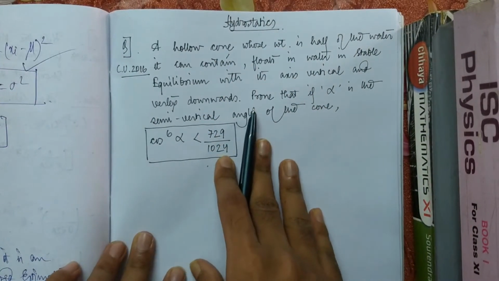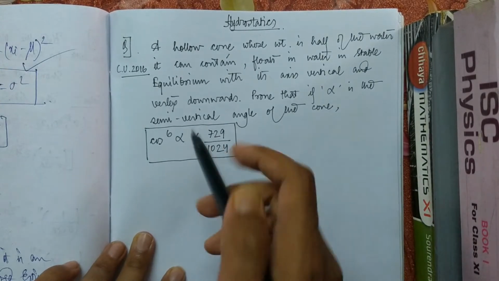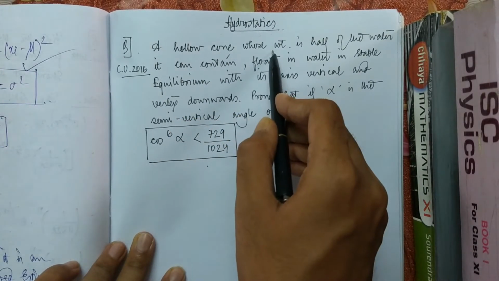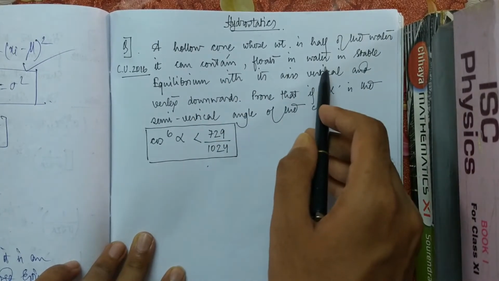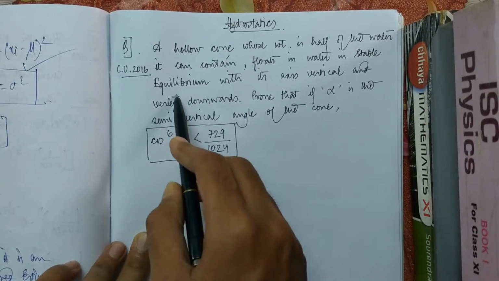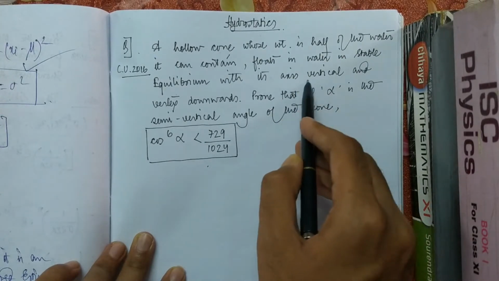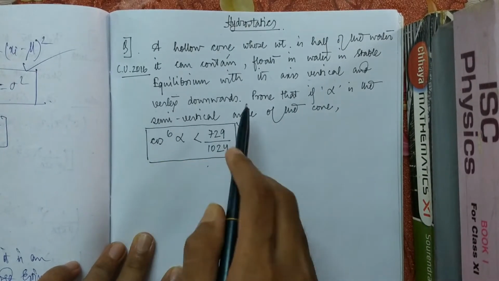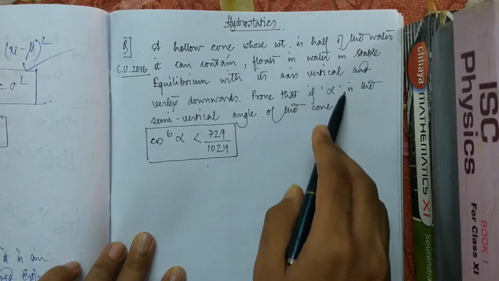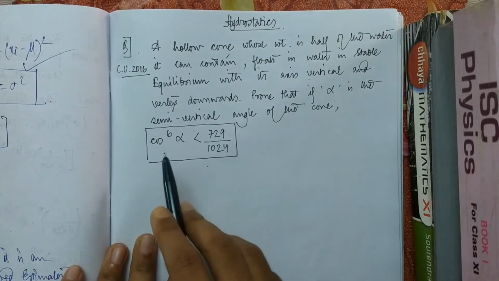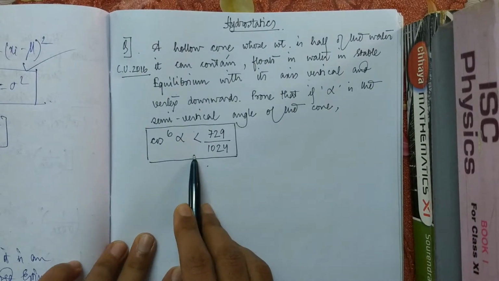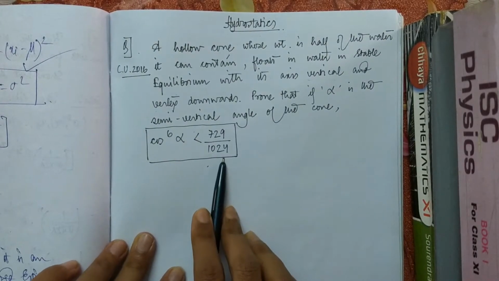Today we are dealing with a question which states something like this: a hollow cone whose weight is half of the water it can contain floats in water in stable equilibrium, where the cone's axis is vertical and its vertex is downwards. Prove that if alpha is the semi-vertical angle of the cone, then cos to the power 6 alpha is less than 729 by 1024.